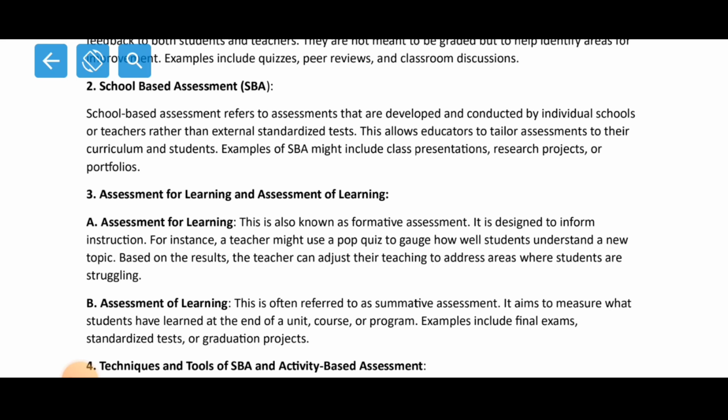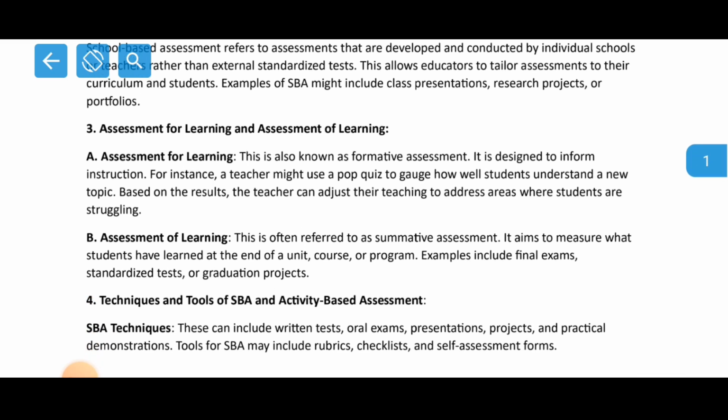Now an example of SBA might be a class presentation. A student might be asked to present in the class. All right, he or she might be given a project to do, or the student's portfolio should be made. So this is how school-based assessment is done. Since we are B.Ed teachers, we are D.Ed teachers, we understand very well what we mean by portfolios, right? We know it very well.